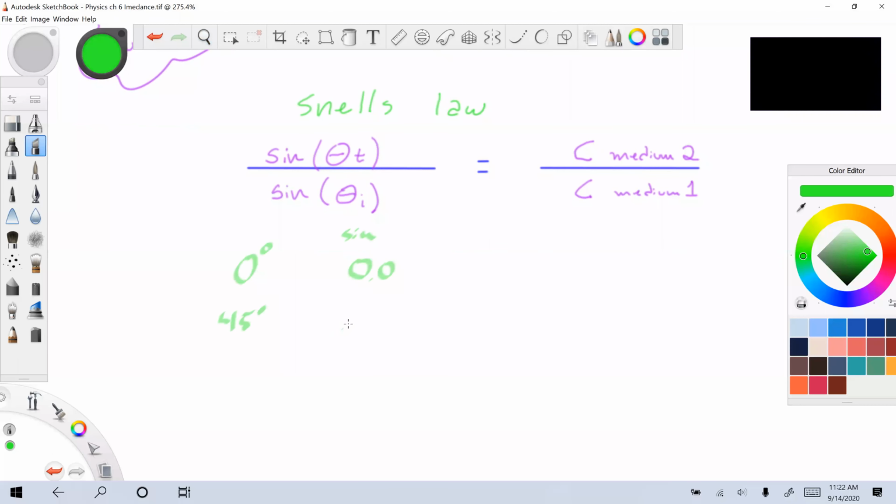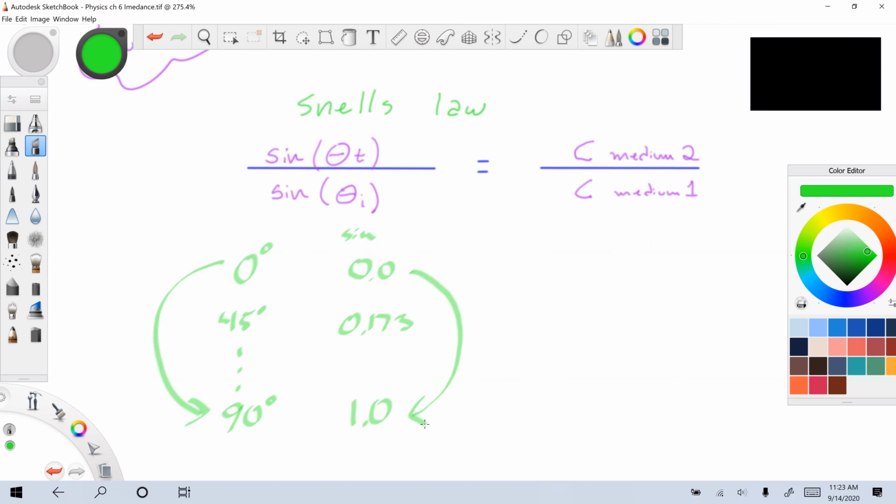45 is a sine of 0.173. And you know what, I'll skip a couple and just go down to 90 degrees, which is the largest angle that we're going to deal with, sine 1.0. So it goes from 0 to 90. The sine is 0 to 1. Other than that, don't worry about it.